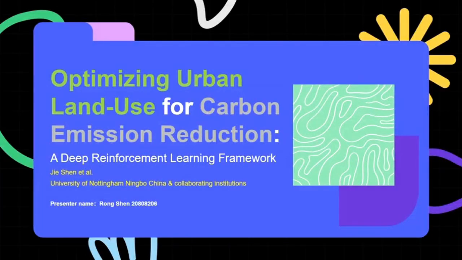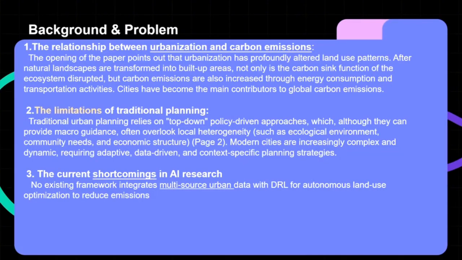Good morning, everyone. Today I will introduce a research paper by Jason and his colleagues, which developed a deep reinforcement learning framework to optimize urban land use for carbon emission reduction. This work is a collaboration between multiple institutions, including the University of Nottingham, China, and Harvard University. It points out that rapid urbanization has led to soaring carbon emissions.